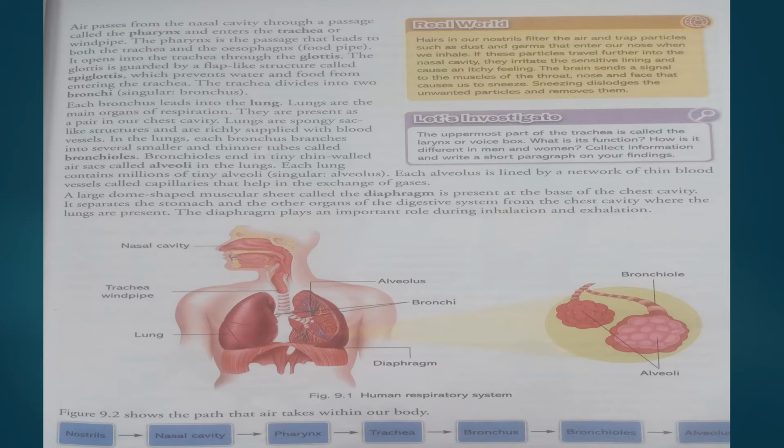We can live without food and water for many days, but we cannot live for more than a few minutes without air. So air is necessary for breathing. Before discussing the human respiratory system, it is necessary to know the process of breathing, which is an important part of respiration. So till now we have understood that air enters through the nasal cavity, then it passes through the pharynx, then it enters into the trachea, means windpipe.